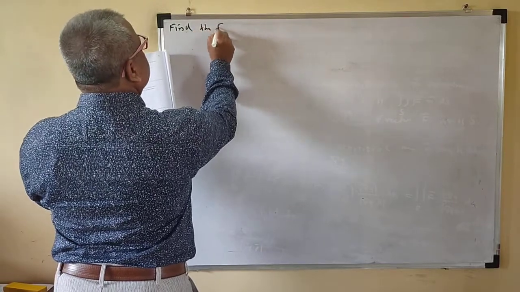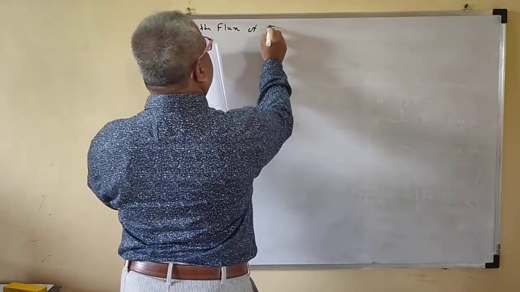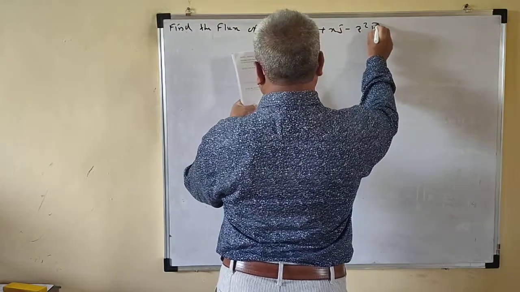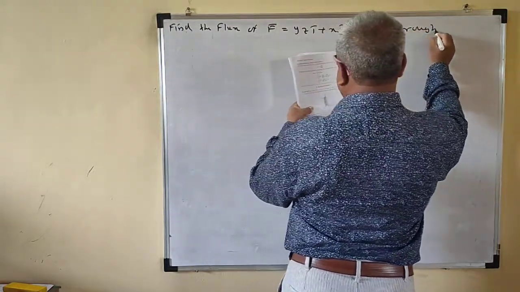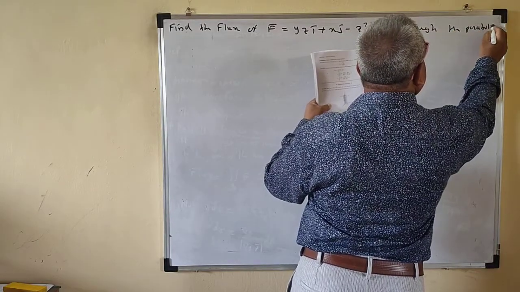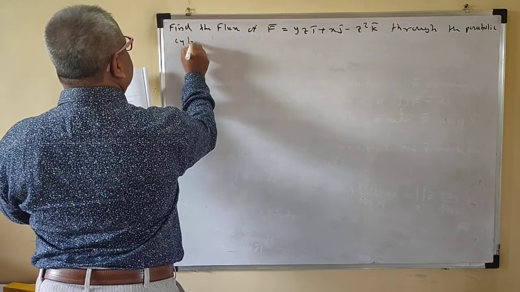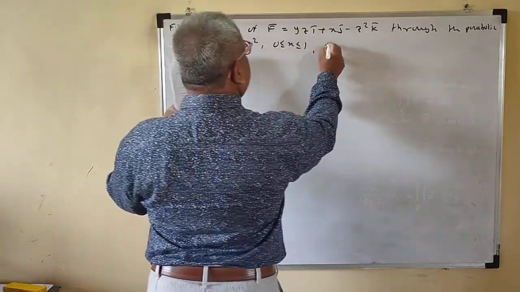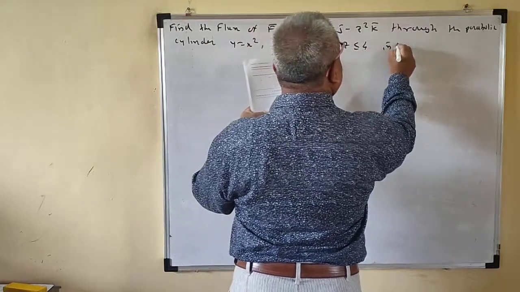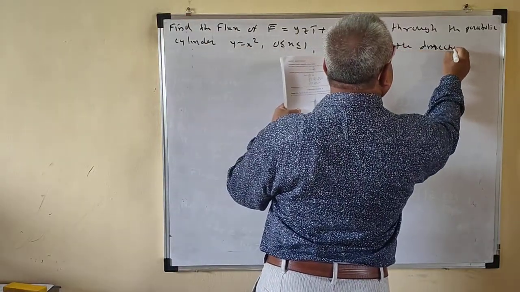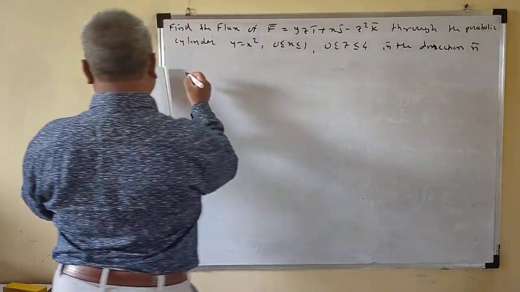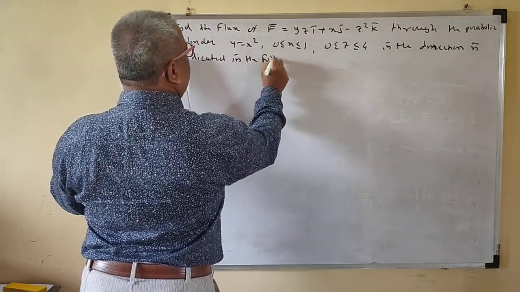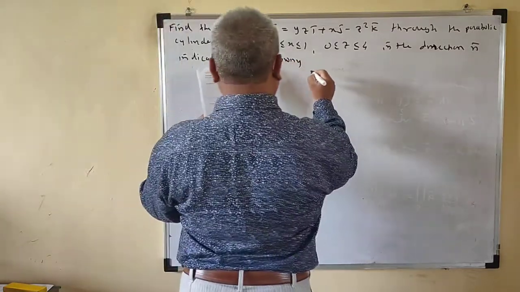Okay, we'll take a problem. Find the flux of f bar is equal to yz i bar plus x j bar minus z square k bar through the parabolic cylinder y is equal to x square, 0 less than x less than 1, 0 less than z less than 4, in the direction n bar indicated in the following figure.